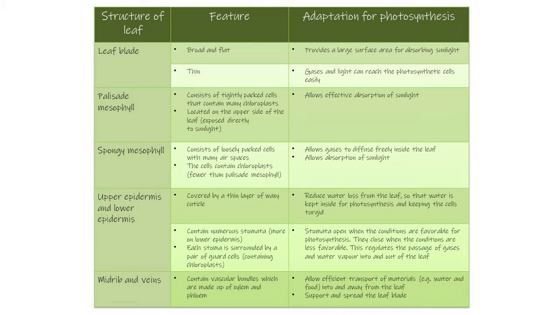Each stoma is surrounded by a pair of guard cells containing chloroplasts. They are adapted to photosynthesis because stomata only open when conditions are favorable for photosynthesis. They close when the conditions are less favorable. This regulates the passage of gases and water vapor into and out of the leaf. Last but not least, the midrib and veins. They contain vascular bundles which are made up of xylem and phloem. They allow efficient transport of materials, for example water and food, into and away from the leaf, and it supports and spreads the leaf blade.